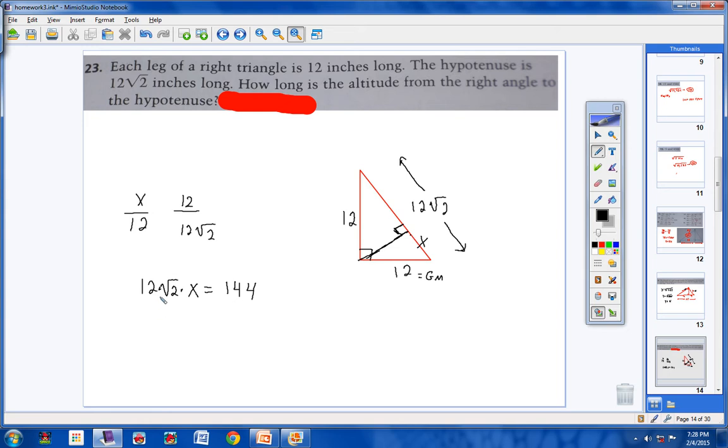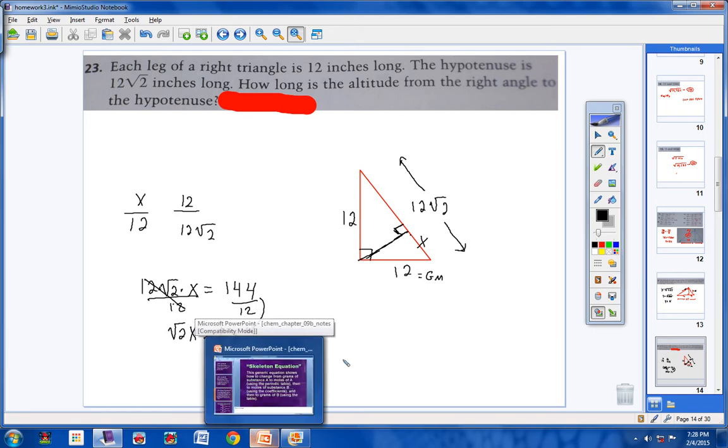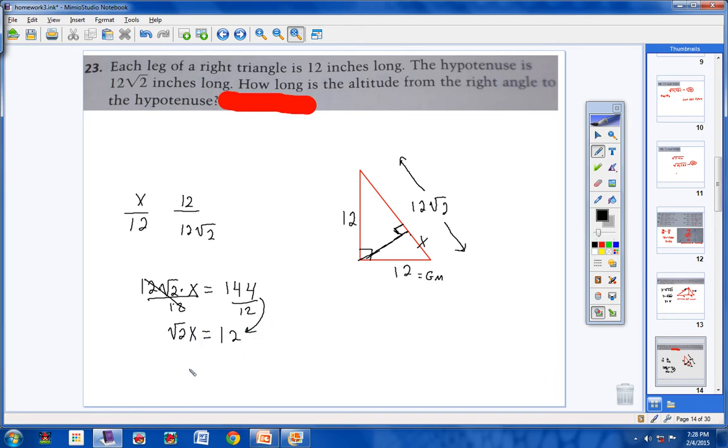I'm going to divide both sides by 12 to get rid of this 12. So if I divide this side by the 12 over here, I'm left with square root of 2x equals 12, because I divided this side by 12, and those two 12s canceled. Divide this side by 12, and we're left with 12. Okay? Now, next I can divide by the square root of 2. So x equals 12 divided by the square root of 2.